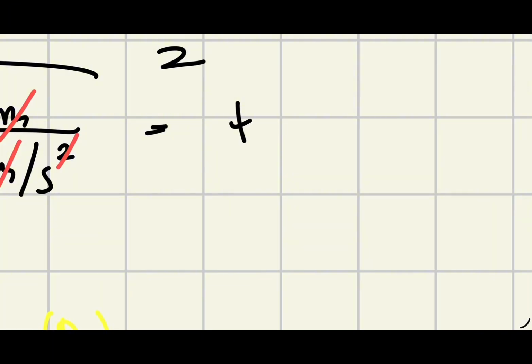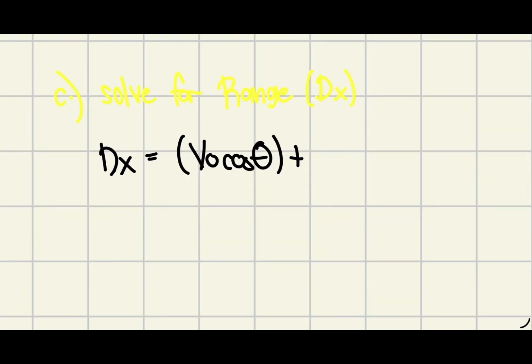our time going down is just equal to 12.78 seconds, and that's for solving letter B.